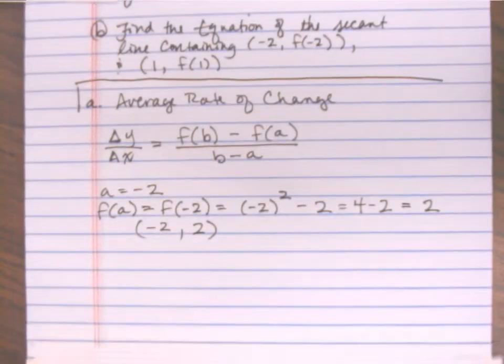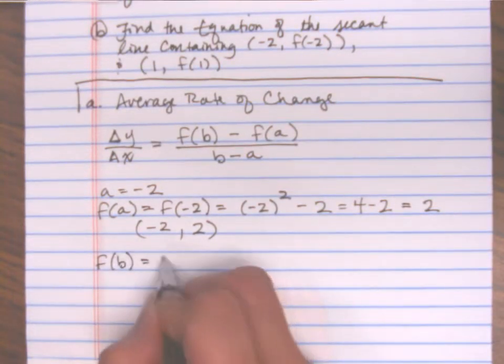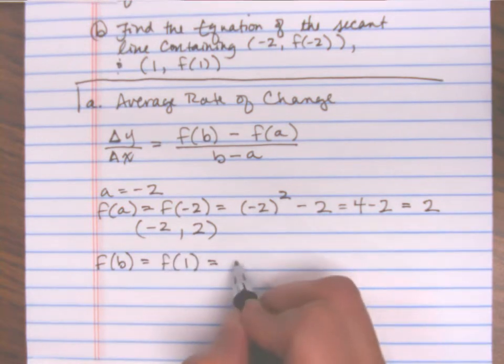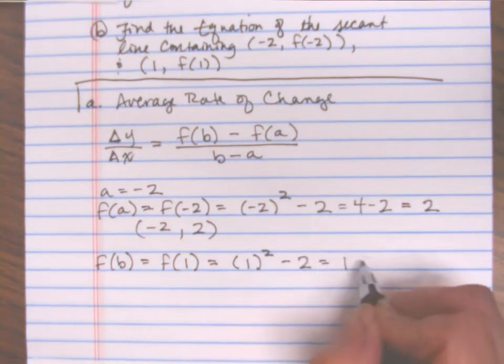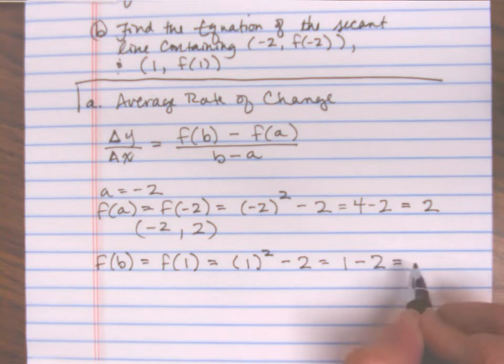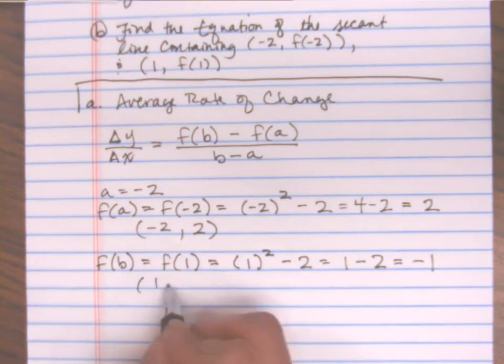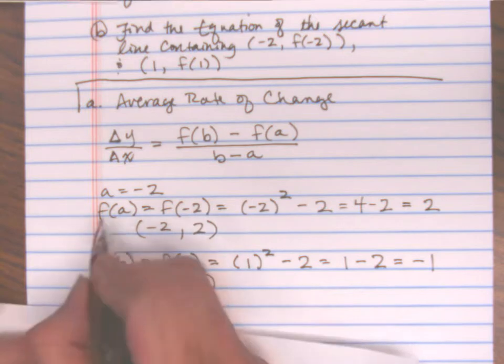Now I need to find f of b. And f of b here is the function of 1. So plugging 1 into my equation, I have 1 squared minus 2. That equals 1 minus 2. And my answer here is -1. So I have another point here: 1, -1. Okay. So now that I know a and b, excuse me, let me write here b equals 1.